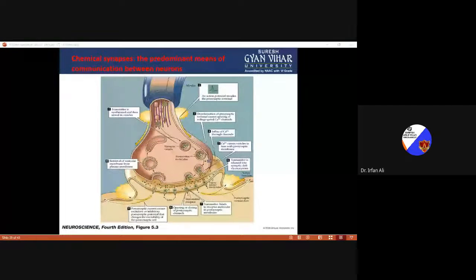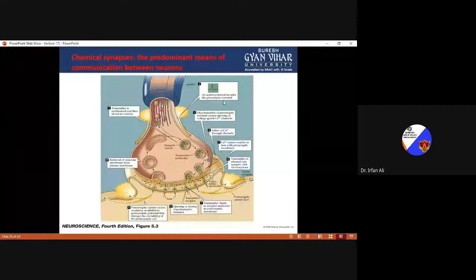So this figure clearly shows what happens at the site of a chemical synapse. Here you have to see that when the nerve impulse arrives at the site of the presynaptic neuron, an action potential invades the presynaptic terminals. Now the transmitter is synthesized and then stored in the vesicles, before the time of the action potential that invades the presynaptic terminals.